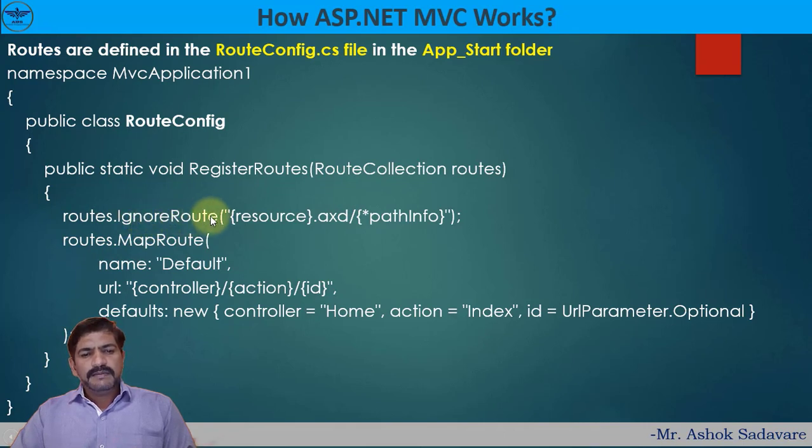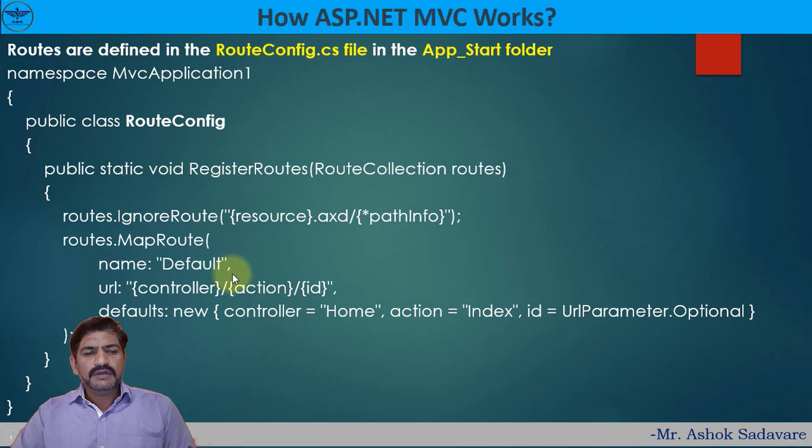Okay. So it has a parameter. We'll discuss about this parameter later. So another method it invokes is MapRoute. So routes is an object of RouteCollection class. It invokes another method that is the MapRoute method. So MapRoute has 3 parameters.